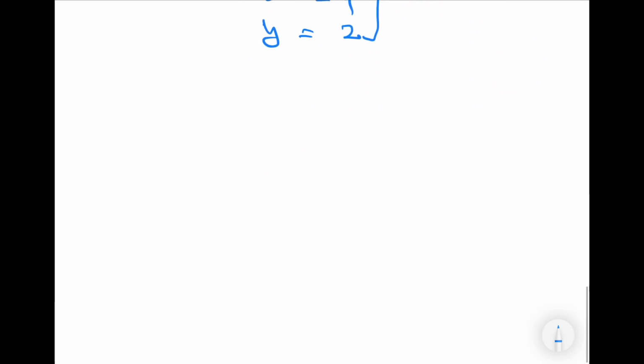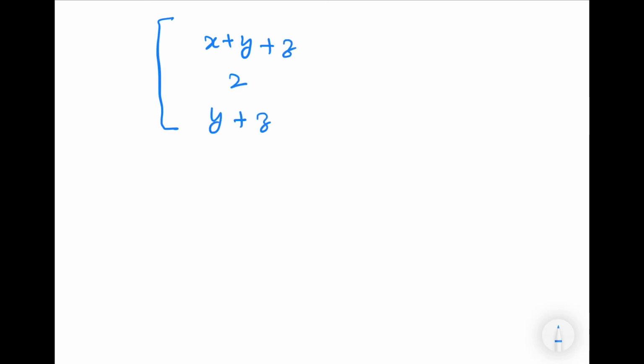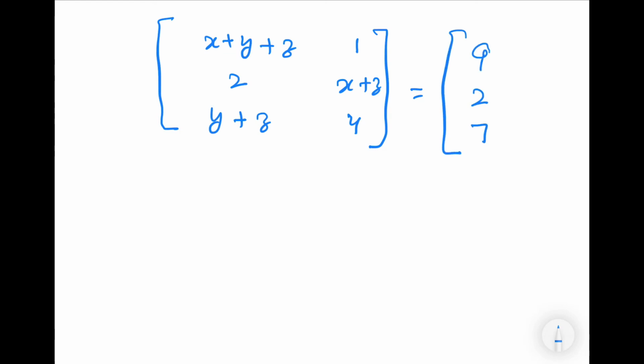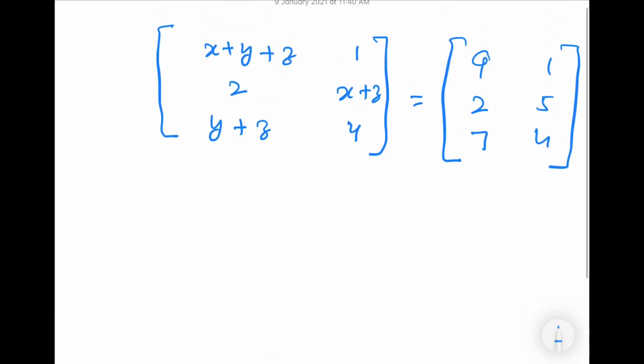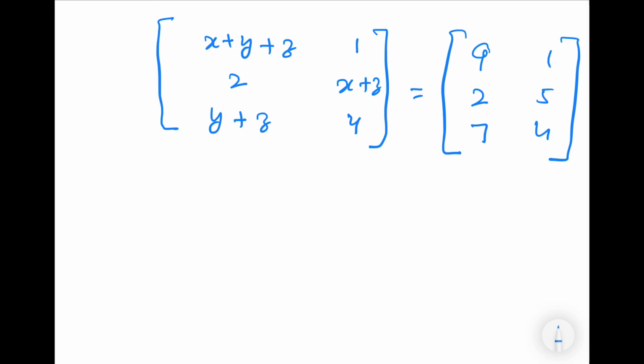Now, we take another example. Suppose we have two matrices: [X plus Y plus Z, 2, Y plus Z; 1, X plus Z, 4] is equal to [9, 2, 7; 1, 5, 4]. Then you have to calculate X, Y and Z. This is also very simple. You can try it yourself.